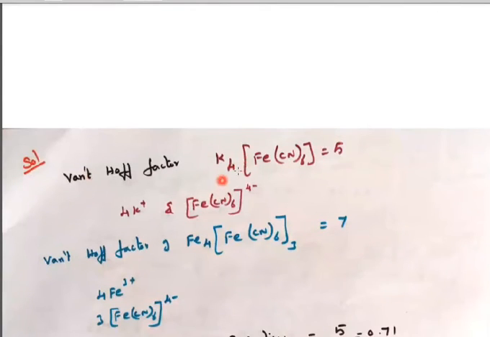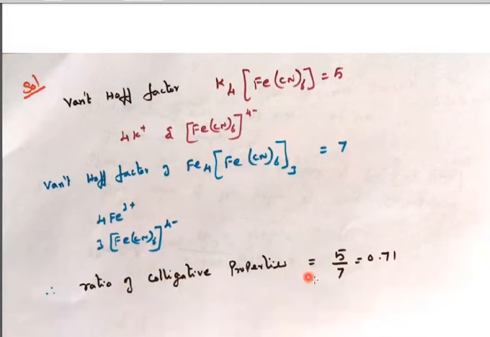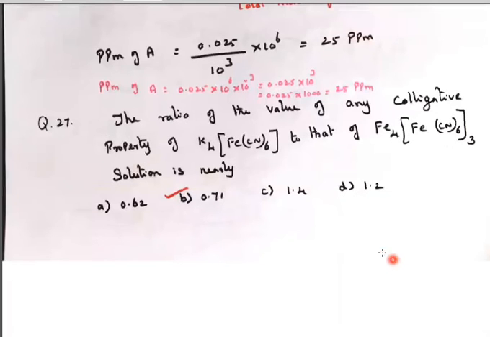Van't Hoff factor for K4[Fe(CN)6]: for potassium it is 4, and this complex is 1, so it is totally 5, for K plus and [Fe(CN)6]4 minus. Van't Hoff factor for Fe4[Fe(CN)6]3: 4 Fe3 plus and 3 times [Fe(CN)6], so totally 4 plus 3, that is 7. So the ratio of colligative property is nothing but 5 by 7, equal to 0.7.